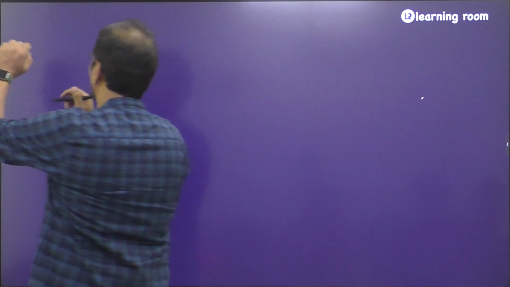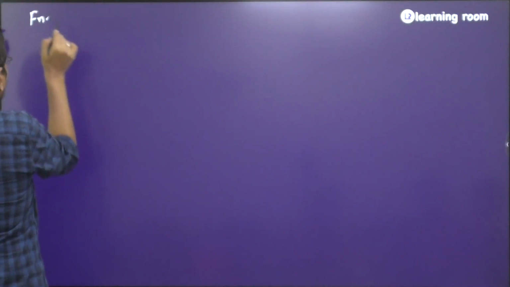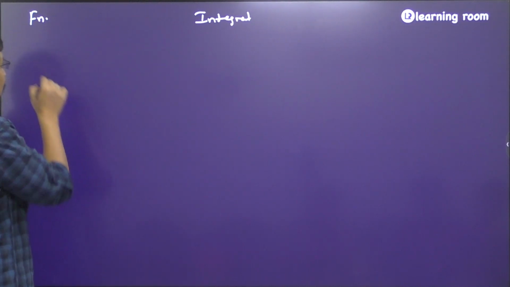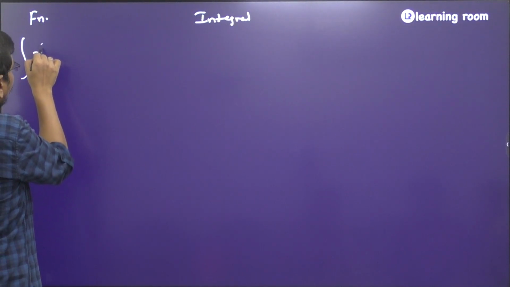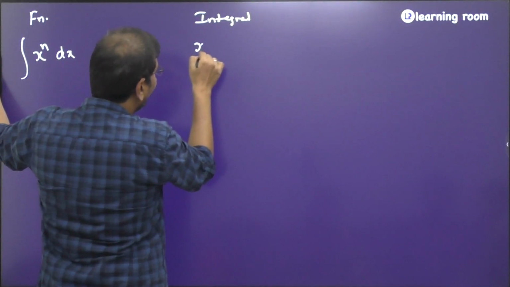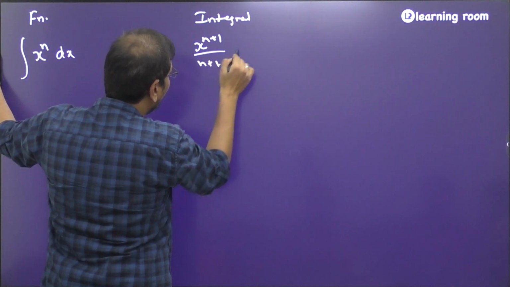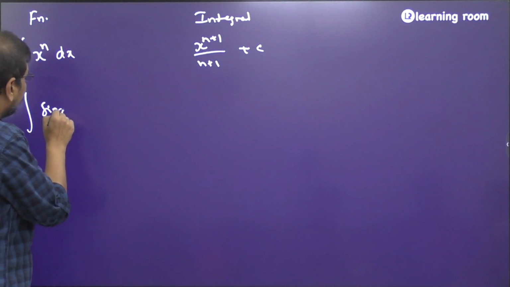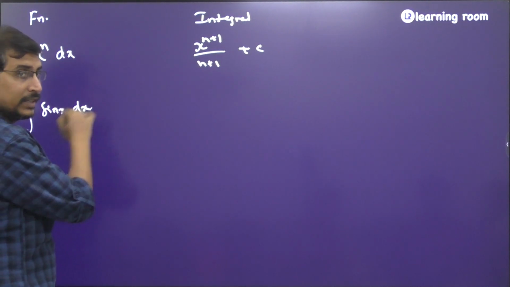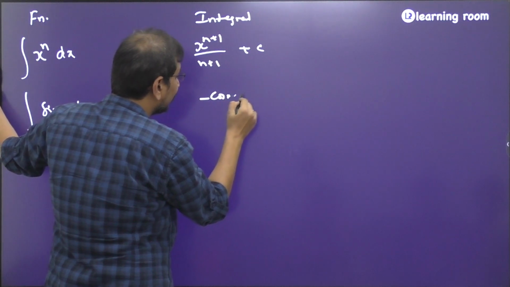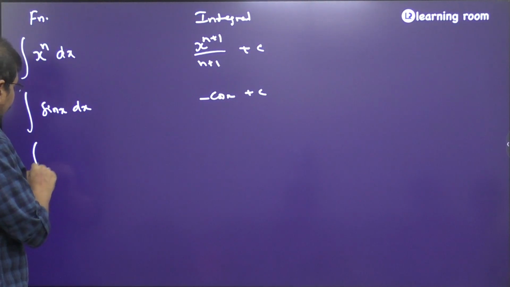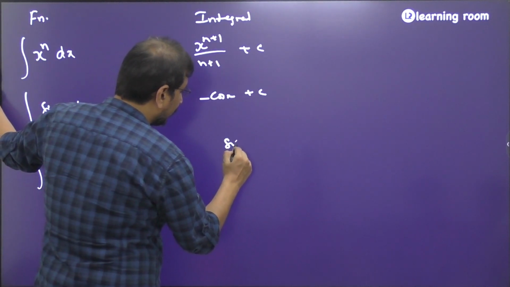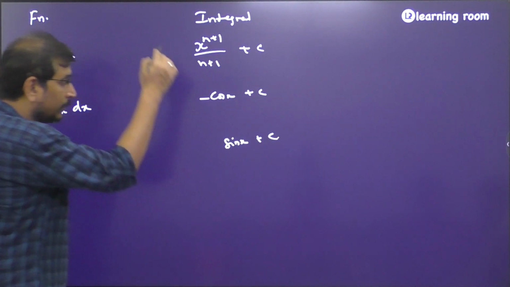I'll give you the function and its integral value. So integral of x power n dx is going to give us x power n plus 1 by n plus 1 plus c. So integral of, if I have sin x, integral of sin x is minus cos x plus c. If I have cos x, I'll get sin x plus c. So you're able to understand this?